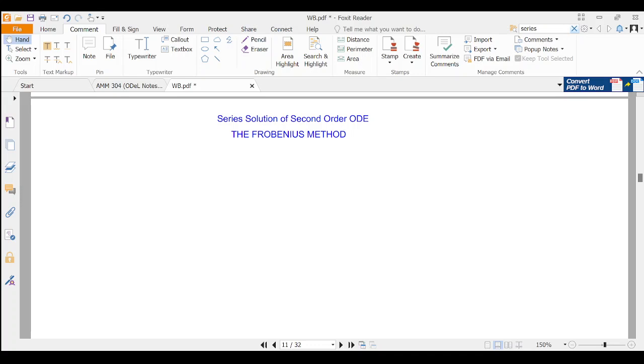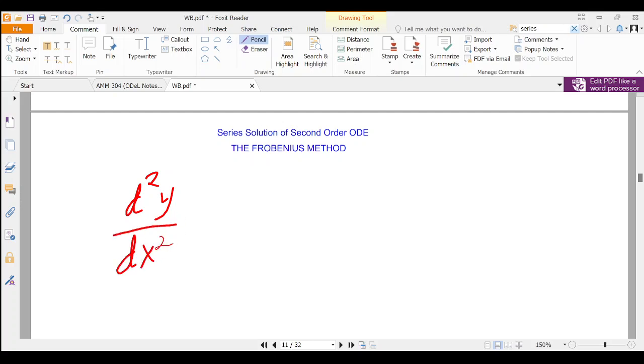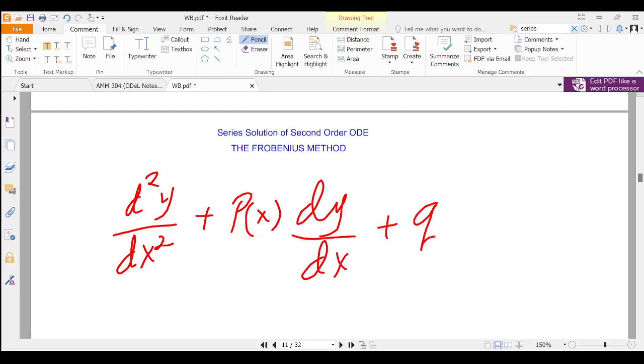Welcome to this session. Today, I'm going to discuss the method of Frobenius for the series solution of a second-order ordinary differential equation. And we consider a differential equation that takes the form d squared y by dx squared plus p of x dy dx plus q of x y is equal to 0.